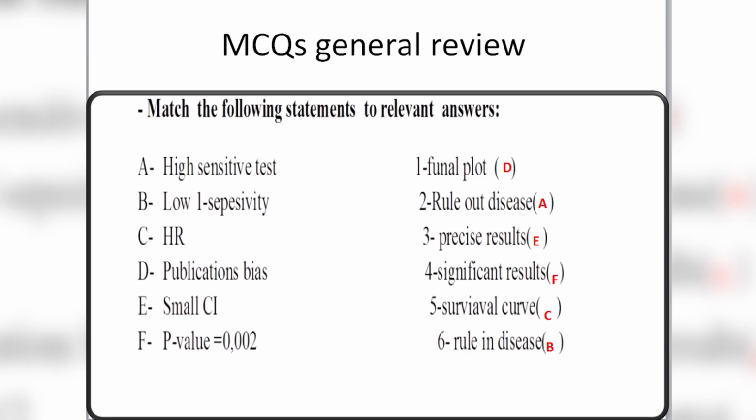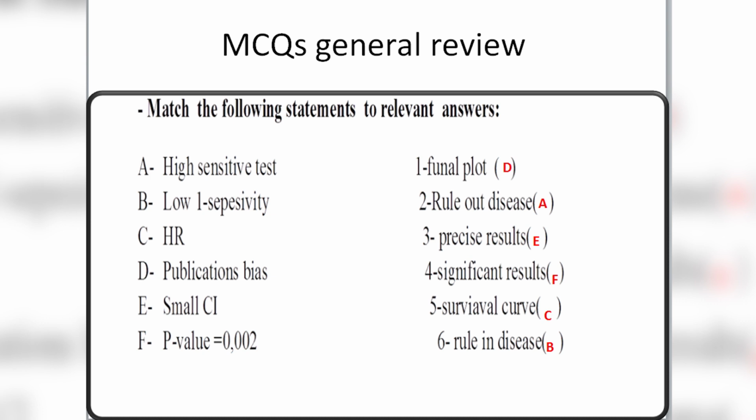This is the MCQs general review for all types of studies. We need interaction from you. First of all, match the following statements to the relevant answer. High sensitive test, low 1 minus specificity, hazard ratio, publication bias, small confidence interval, P value less than 0.002. On the other side: funnel plot, rule out of disease, precise result, significant result, survival curve, and rule in disease.